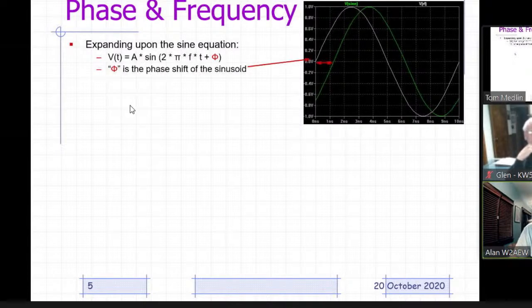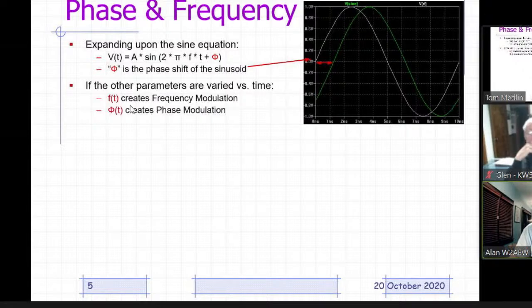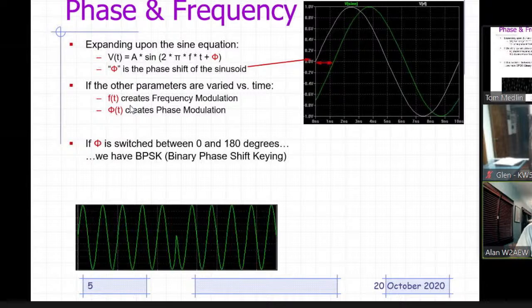We can add another term into that sine equation, which is the phase shift of that sine wave. If we vary parameters such as the frequency inside that sine wave equation, or vary the phase, in some cases creating a frequency modulated signal or a phase modulated signal is a lot more complicated from a circuitry standpoint than doing just a simple amplitude modulation. So let's look at a couple of things that we can do here.